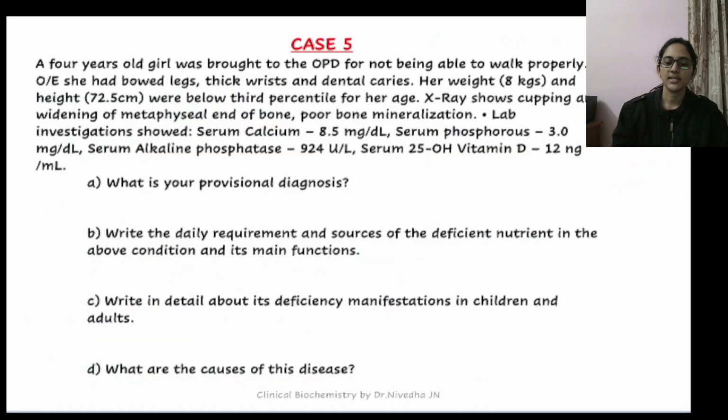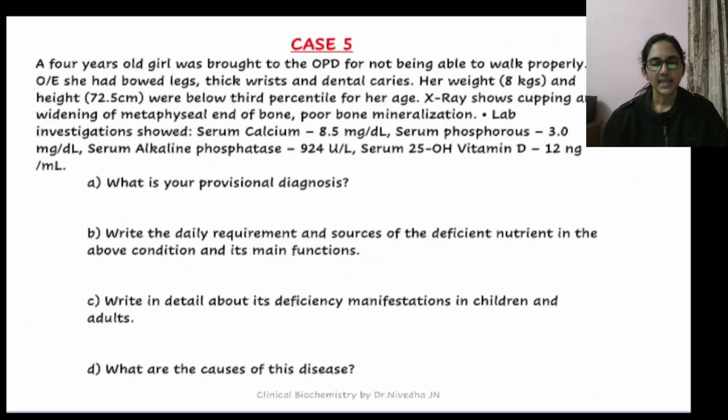So let's move on to the fifth case now. A 4-year-old girl was brought to OPD for not being able to walk properly. It's again another easy question, but a very important question. You will definitely get this in your exams. She had bowed legs, thick wrists, dental caries. Her weight and height were below the third percentile. X-ray shows cupping and widening of the metaphyseal end of the bone, poor bone mineralization, and lab investigations showed serum calcium 8.5.